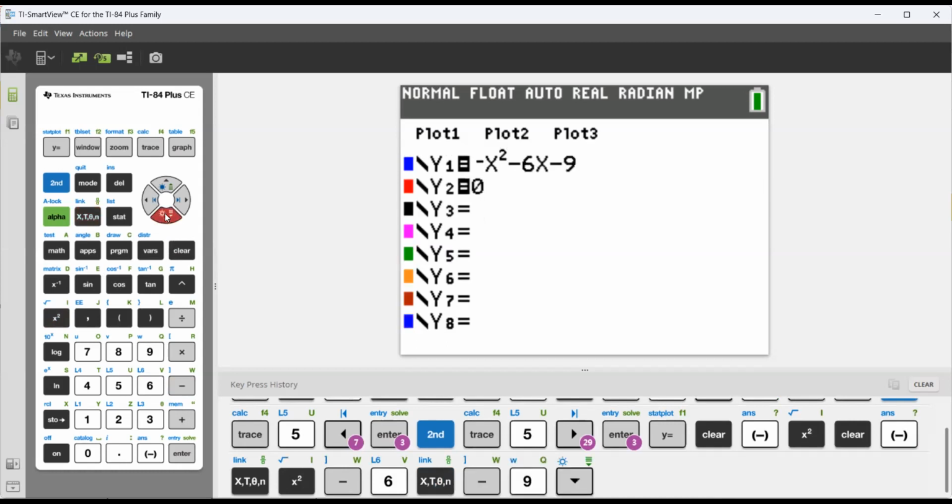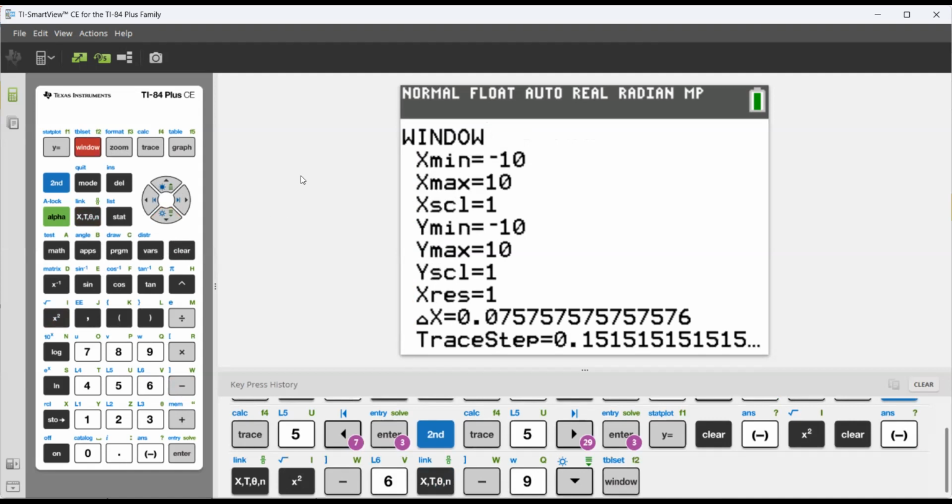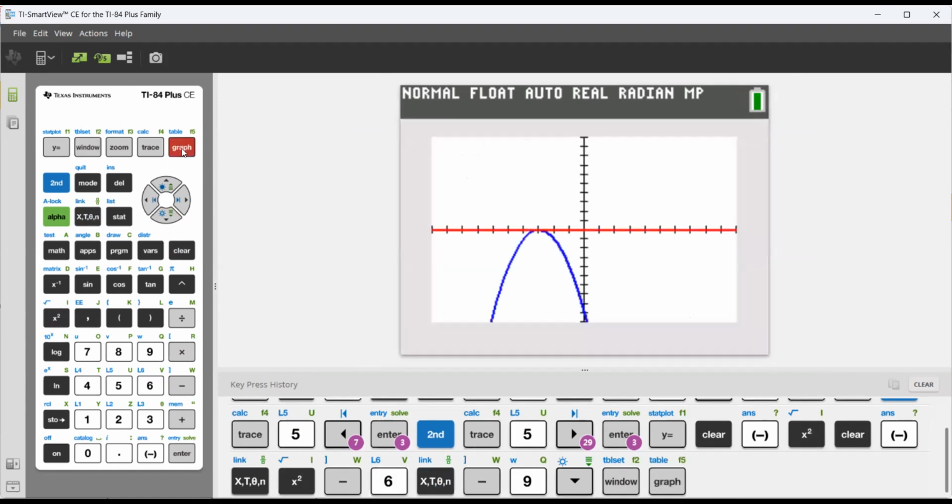Now, my y2 is going to stay 0, right? Now, in the workbook, it says you have to label or show what window you use. So for now, I have a standard window. But let's go check out the graph. Okay, this is what I have for my graph. So you could see that this is going to have one real number solution because it's cutting the x-axis at one point. Now, what is that point?